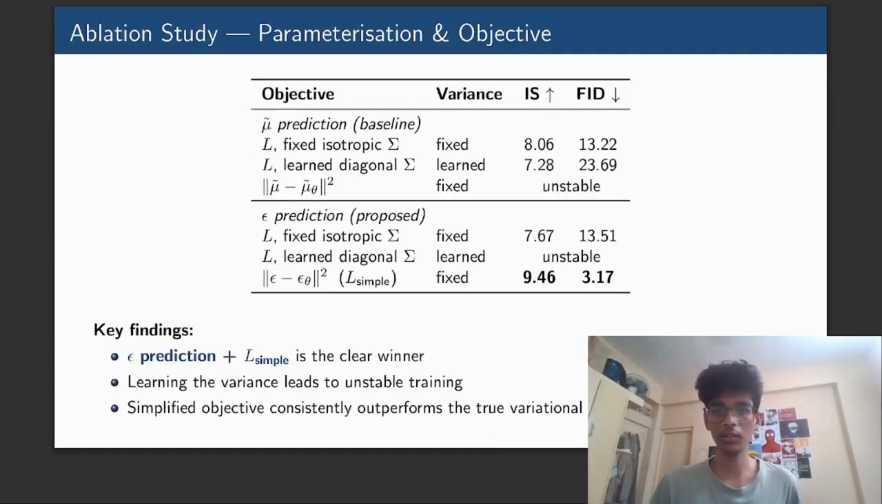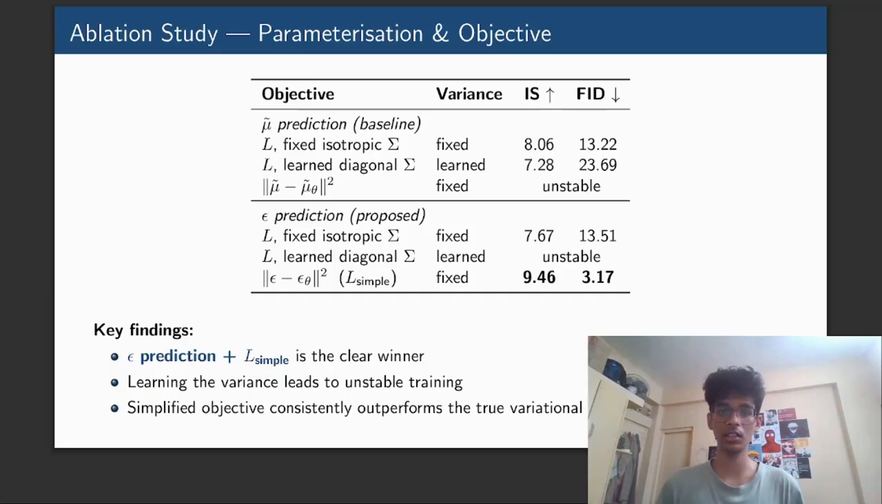Now the authors have also performed an ablation study on the model. They tested the model based on different mathematical targets. First, we see if the network should predict the reverse mean or it should predict the noise. Predicting the mean gave us an FID of 13.2, while predicting noise gave a much better FID of 3.17. So this drastically improved the performance, and this was because the mean changes drastically depending on the time step, whereas noise is just a standard normal noise.